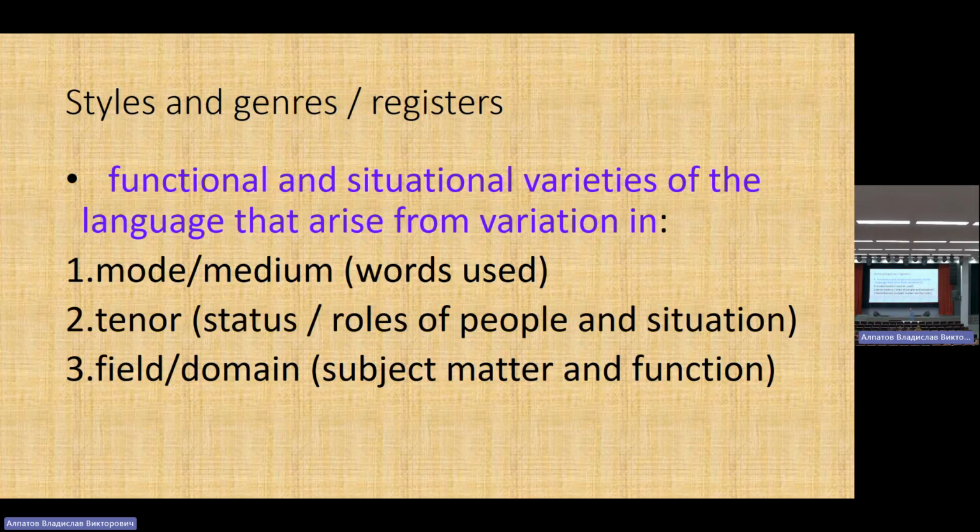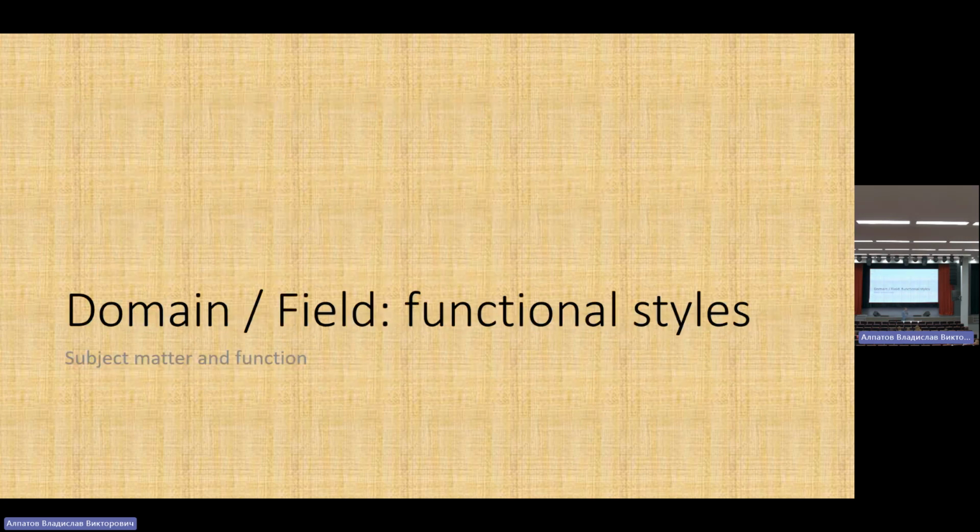I would like to remind you from our previous lecture that styles and genres and registers are functional and situation varieties of the language that arise from variation in mode or medium, the words used, tenor, status and roles of people and the situation, who is speaking to whom, and finally, the field and domain, the subject matter and the function. So last time we spoke only about the first one, the mode and medium. Today we're going to speak about the field, domain, and partially about the tenor. But mostly this is going to be about field and domain.